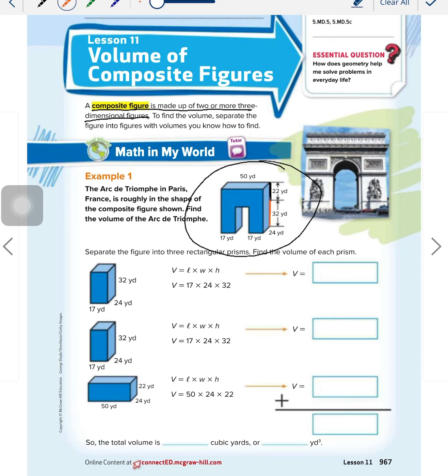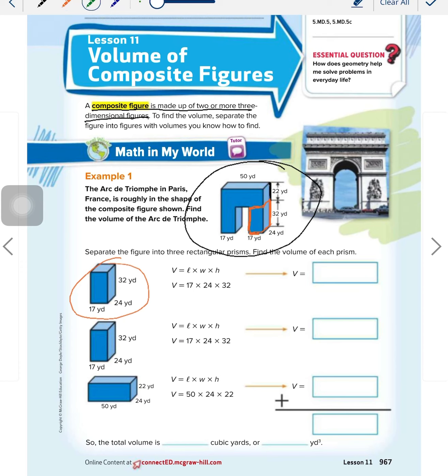So, what we're going to do is we're going to cut this guy right here. Okay, we're going to make that guy a little rectangular prism, okay? And that's where they get this one right here. Because as long as we know the length, width, and height of it, then we can find the volume of it. So here's the length, here's the width, and 32 is the height. So we're good for that one.